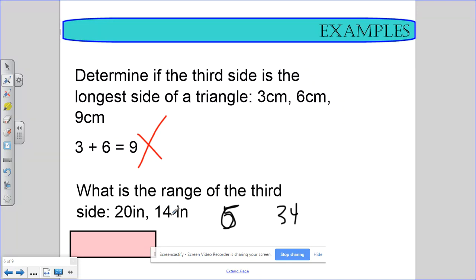Because 14 plus 6 is 20, so it can't be 6, but it also can't be 5 because then we're going to be going less than 20. So we need to get greater than 20, so it's not 6, it's going to be greater than 6. Good Lord, guys. So our inequality really looks like this, guys. 6 < S < 34. So our side has to be greater than 6, and less than 34. I messed that up so bad, so let me know if you have questions.